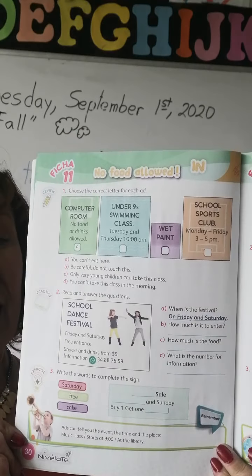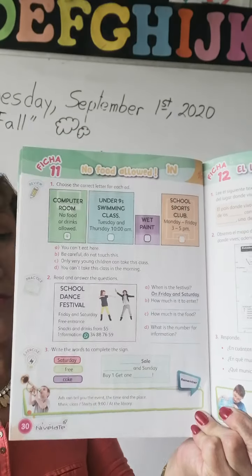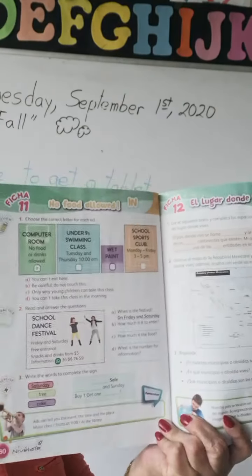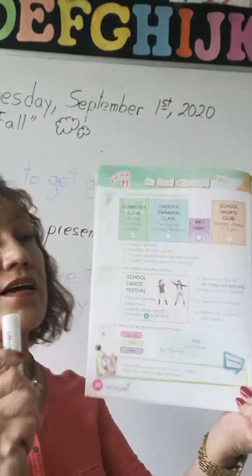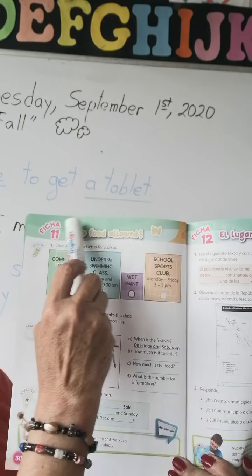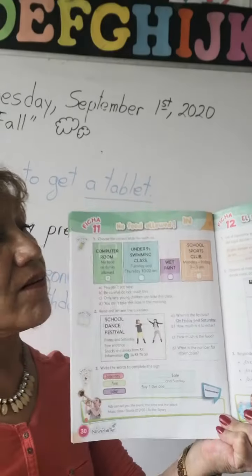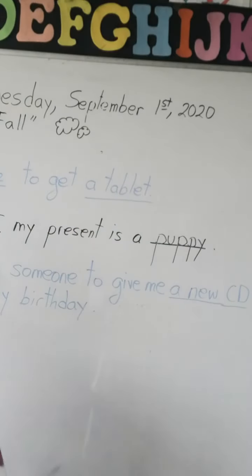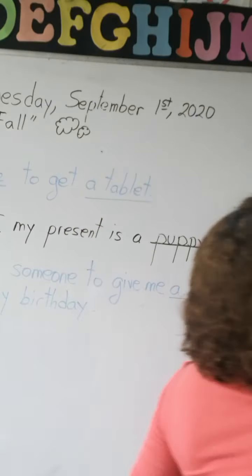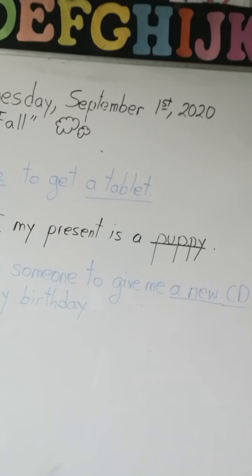Okay, go to this page and don't forget to write the date at the top of the page. Okay, here you are going to write the date. Okay, that today is Tuesday, September 1st. The 1st. Okay, kids. Now, I'm going to explain you and we are going to solve this page. Okay, are you ready? I'm going to erase this.